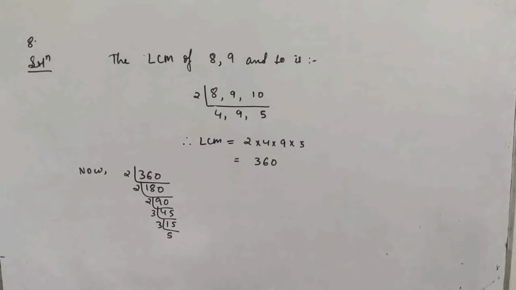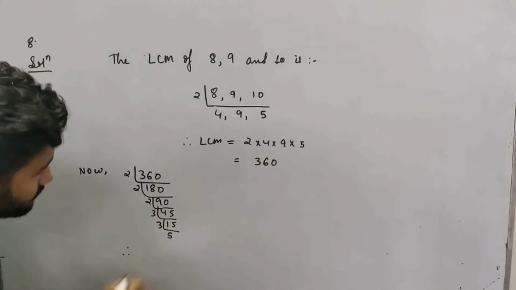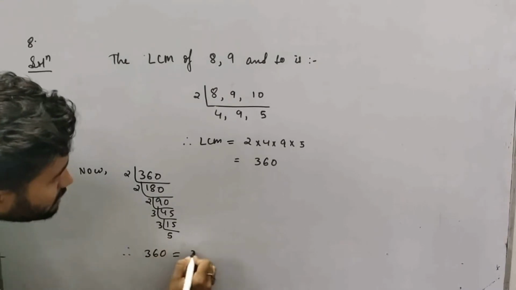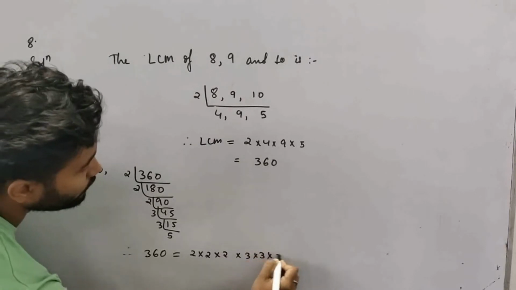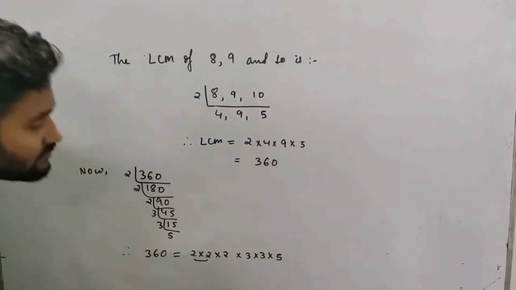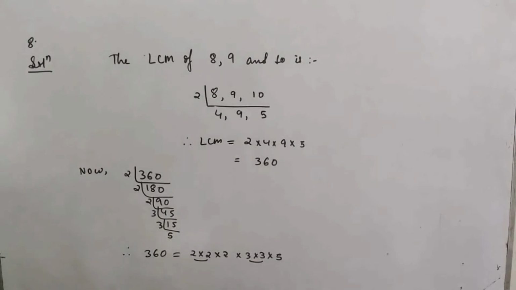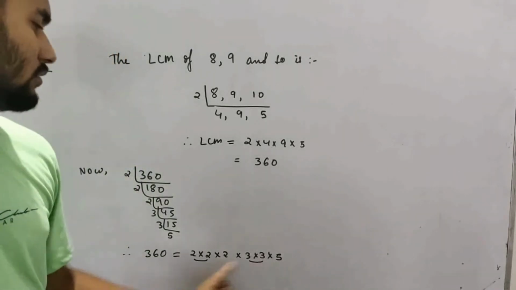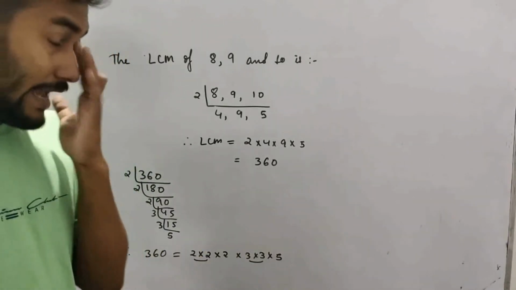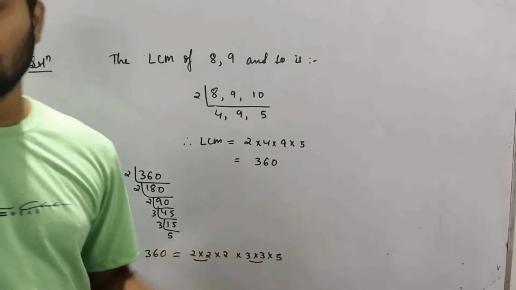Then 3 fives are 15. So we can say, therefore 360 is equal to 2 into 2 into 2 into 3 into 3 into 5. So this 2 is in pair, this 3 is in pair. So what is single over here? 2 and 5, isn't it? 2 and 5 are single. So what should we multiply? 10, isn't it? 10 we have to multiply because 2 is single and 5 is single.